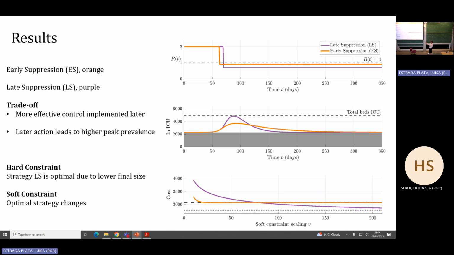So when we go and compute the strategy costs, the hard constraint says what these two lines asymptote to, basically. So a higher V is the hard constraint. And because Orange has a higher final size, so higher number of total people in ICU, it's going to be more expensive, so above our late suppression strategy in purple. However, with the soft constraint, the optimal strategy switches. So this is demonstrating the first effect that we want to show. Because this is getting dangerously close to ICU, we want to implement some penalty term, and that's enough to get it to switch dramatically.